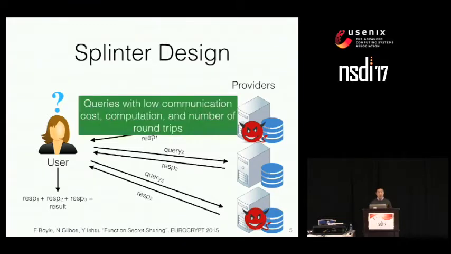So in Splinter, our queries have low communication costs, computation, and number of round trips, which allows us to achieve practical performance. Our design is built on a recent cryptographic primitive called function secret sharing, which I'll talk about more later, that helps us achieve this.